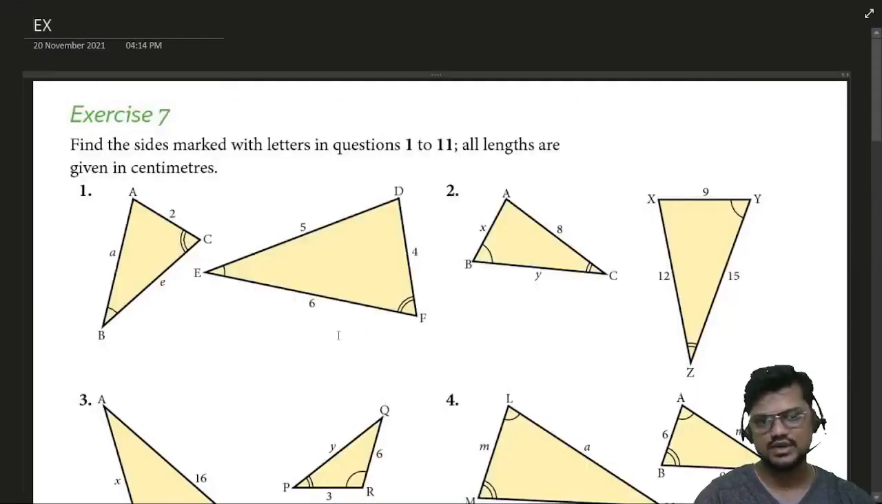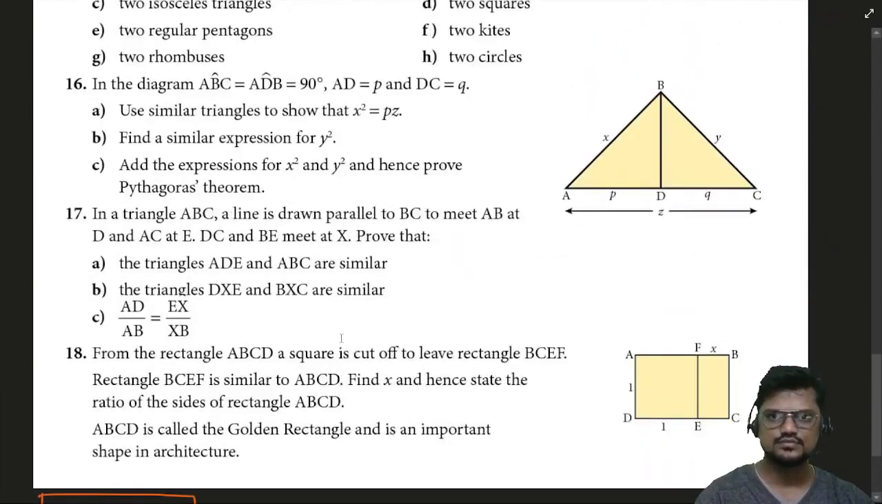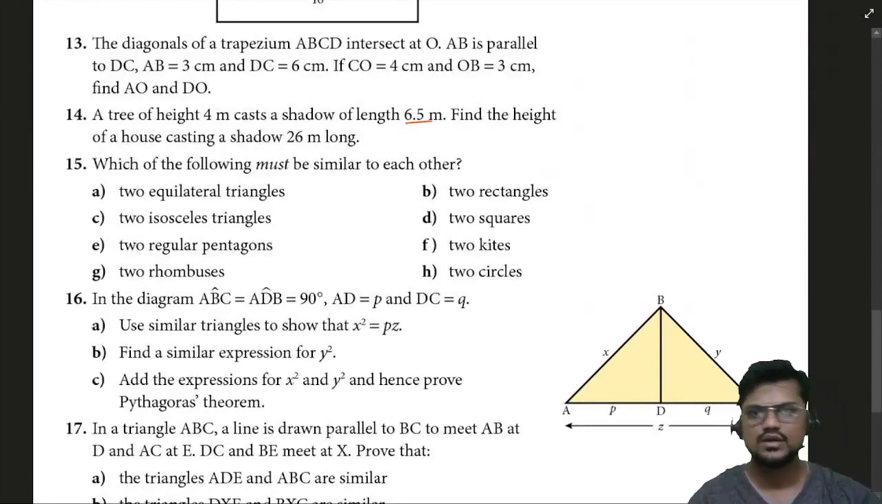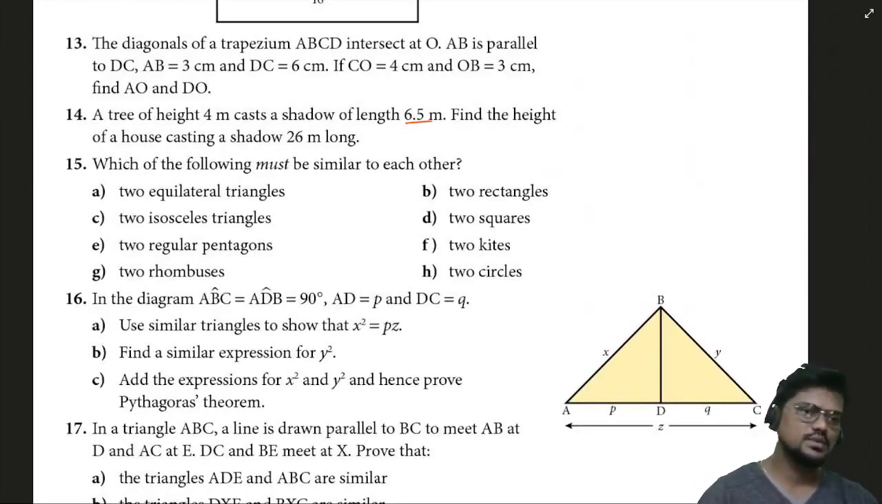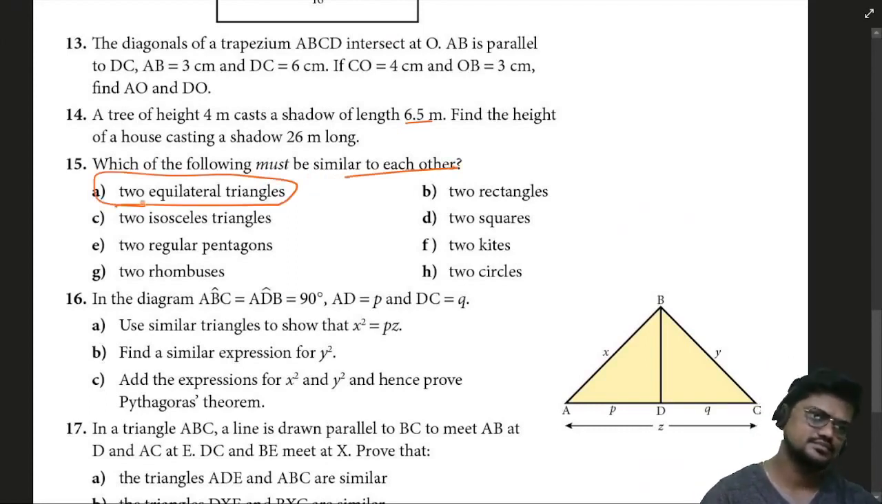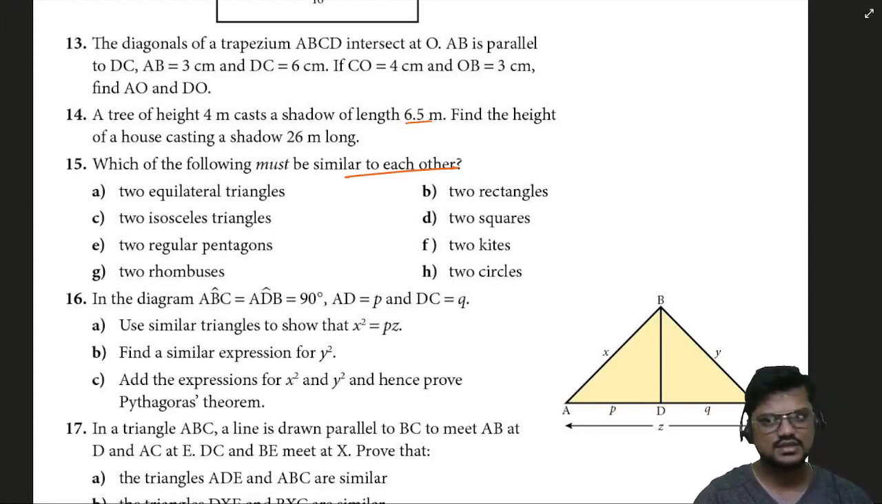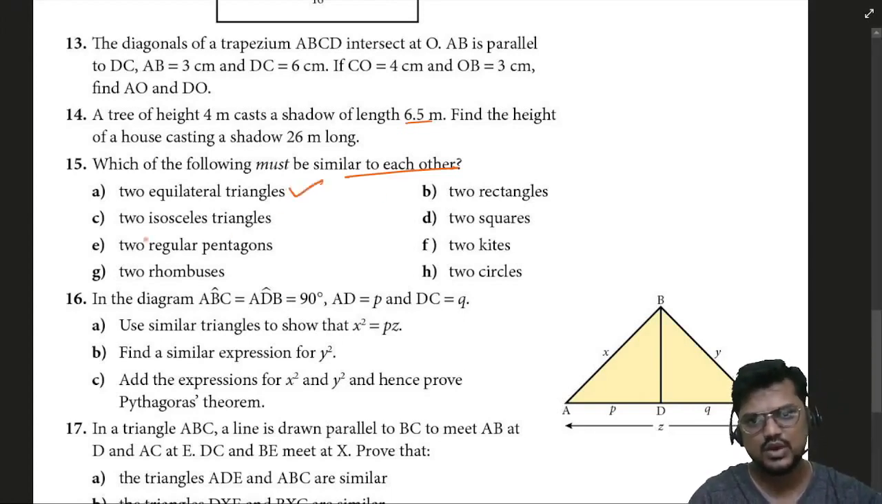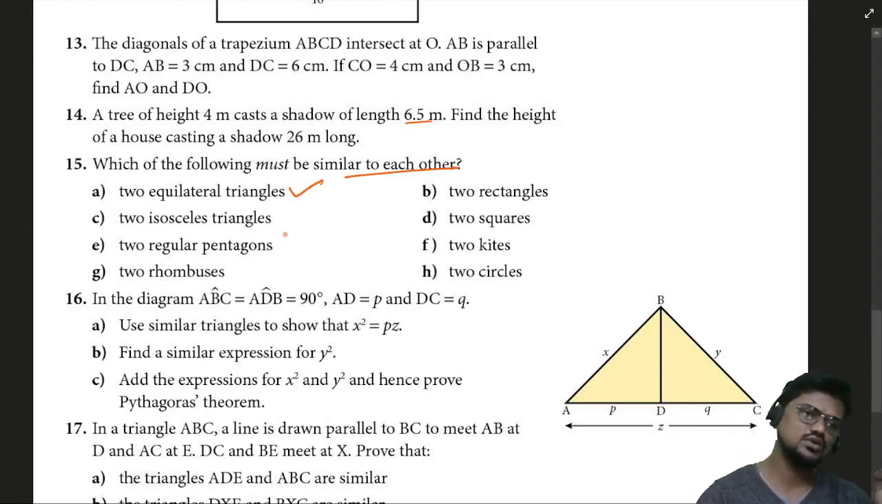The next problem which you have. Tell me which of them will be similar. Which of the following must be similar to each other? Two equilateral triangles will be similar or not? Yes, they will be similar. Two isosceles triangles will be similar, yes or no?